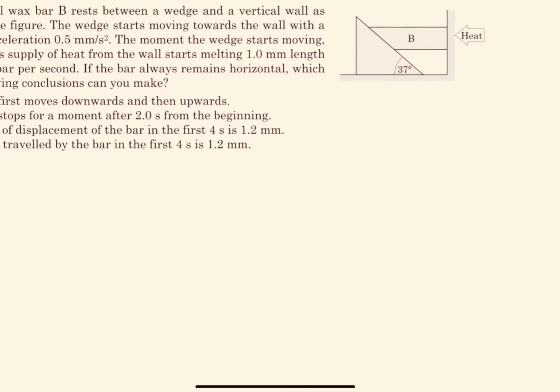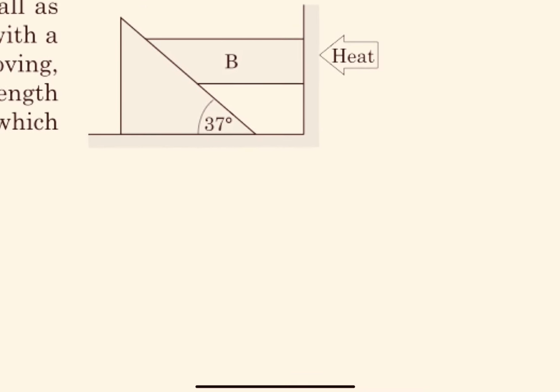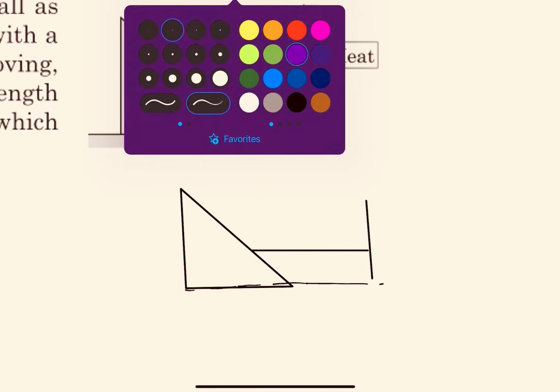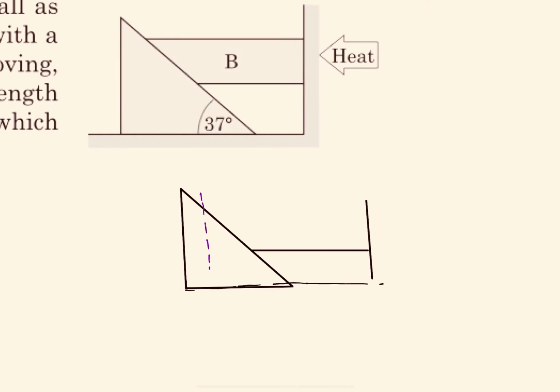So let's see what is going to happen here. Let's try to understand that. Okay, so we are going to make the bar like a point because no information is mentioned regarding its thickness, so we are going to assume like a point only. Now let's say the bar initially is here. Okay, the bar is initially here, and now after some time the plane moves forward.